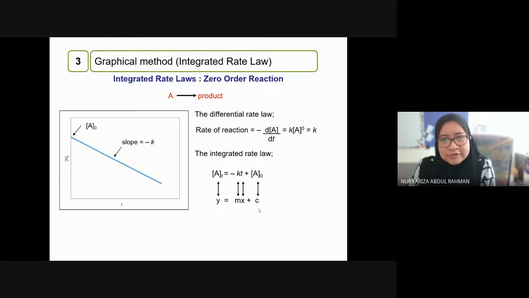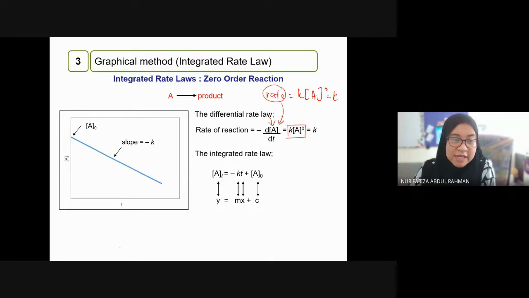Alright, so let's start with the zero order reaction first. As we know, this is the differential rate law. Okay? So this is the rate law. Remember, rate is equal to k[A] to the power of zero, or just k. If you transform this rate into the differential rate law, this is how it looks. Right? Rate is equal to this.